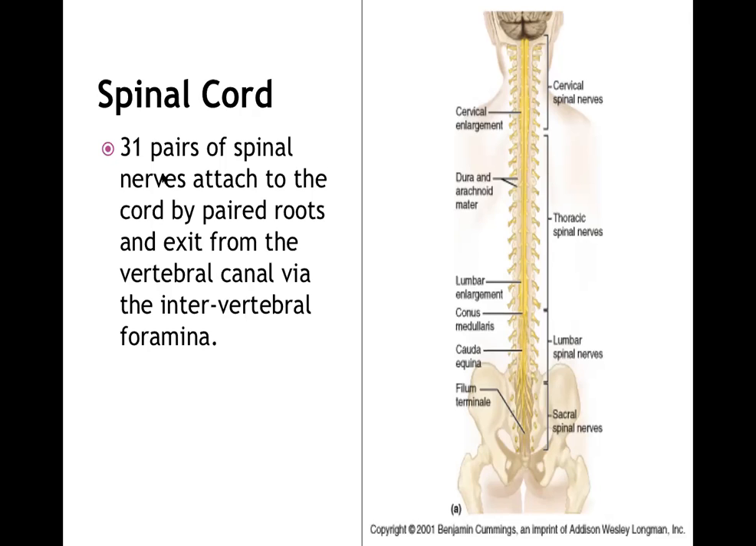Absolutely correct. So these 31 pairs of spinal nerves attach to the cord by roots, and they exit from the vertebral canal via the intervertebral foramina. And at this region, we call them spinal nerve. So you can clearly see here, this is the cervical enlargement of the spinal cord. This is the length of the spinal cord here. This is known as cauda equina. Filum terminale is the extension of the pia mater. This is known as conus medullaris, and here is the lumbar enlargement. Okay, everything is shown together.